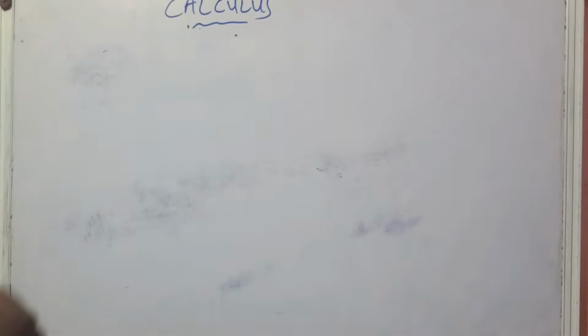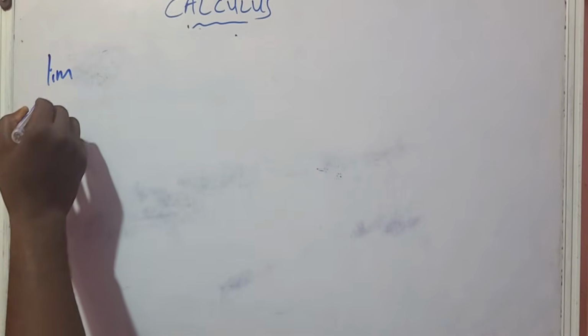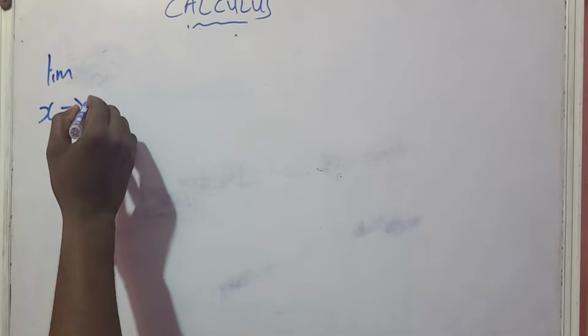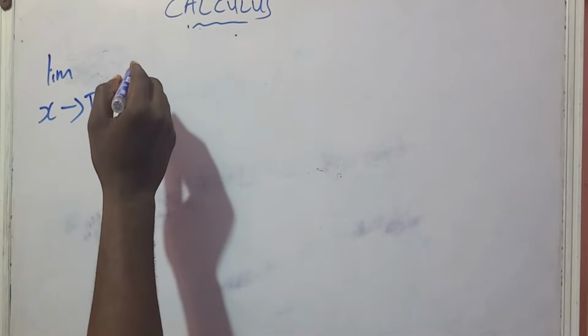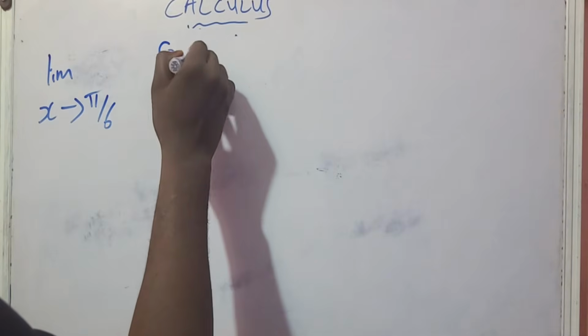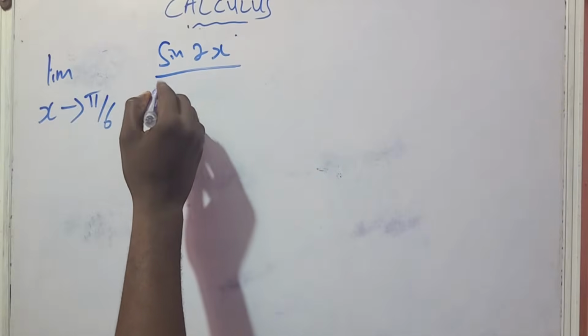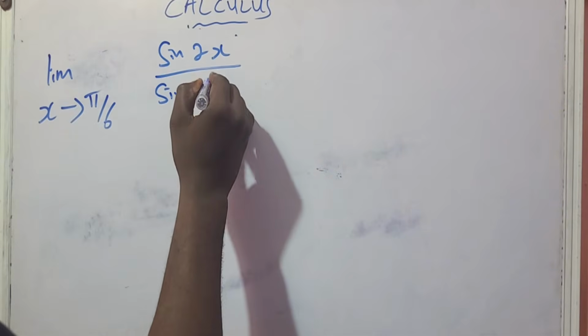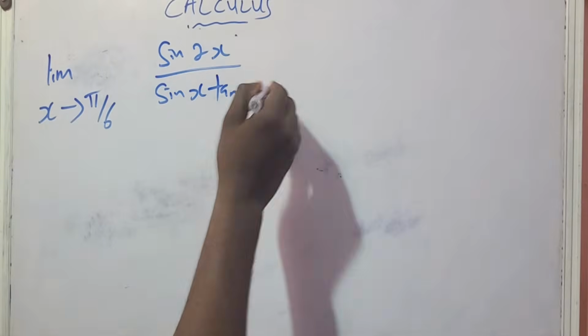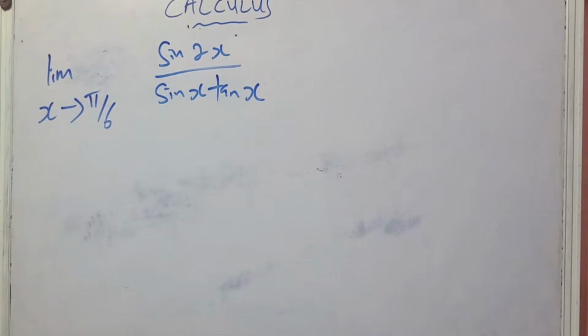We have this question. It's similar to the one we just solved. In this case, x was tending towards pi over 6, and we have sine 2x over sine x tan x. So now I would love you to make an attempt at this very quickly. How do you solve this?